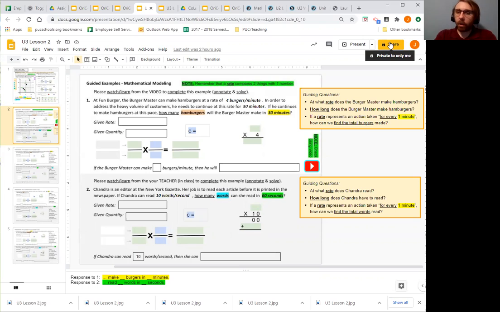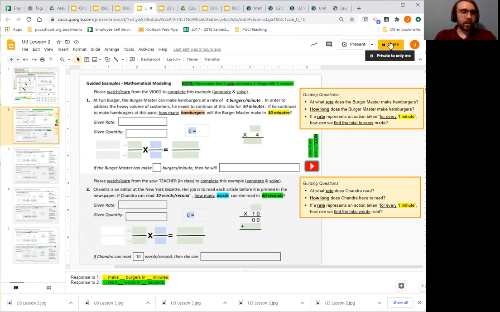So we are continuing our work with rates, and it's really important that we understand what a rate is and how it's similar and how it's different from a ratio. So we're going to begin with number 1, and in class we'll do number 2 together.